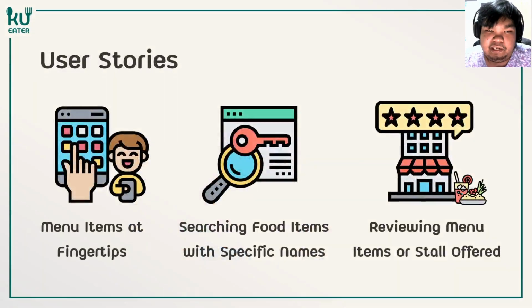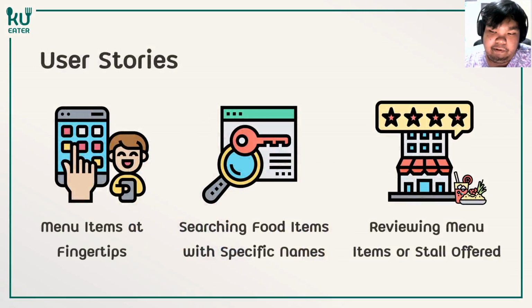For the user stories, we start with menu items at your fingertips. We want everybody to be able to see the menu at any time on their phone, or where to go. That's what we want to do as a first priority. They can search food items with specific names. We have a system that can recognize different names for items. They can review the menu or items.